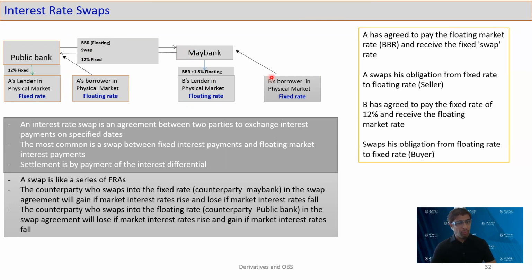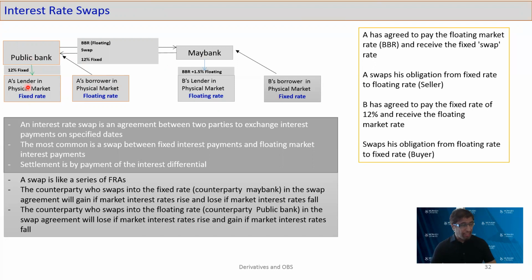So what will they swap? They will swap, for example, here, Maybank will receive the fixed rate and he wants only floating rate. He will send it to Public Bank. And then Public Bank will give it to his lenders. And whatever he gets, Public Bank, from the floating rate, he will send it back to Maybank. Now, as you can see, the two banks have solved these problems. Both of them solved the problems.